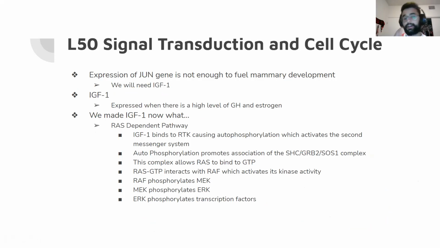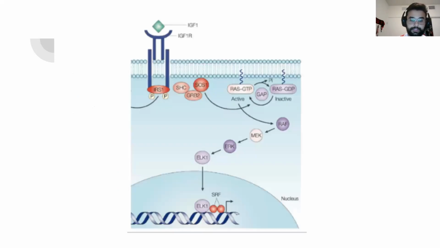Jun gene is not enough for mammary development. We still need the help of our IGF-1. IGF-1 is expressed when there's high levels of growth hormones and estrogens. Now that we are producing IGF-1 because it's being stimulated by growth hormone and estrogen, we're actually going to activate it through our RAS-dependent pathway. We talked about this for insulin. IGF-1 is going to bind to our receptor tyrosine kinase, causing that autophosphorylation, which activates that secondary messenger sequence. And then basically it's going to go through practically the same steps that we looked at for our insulin.